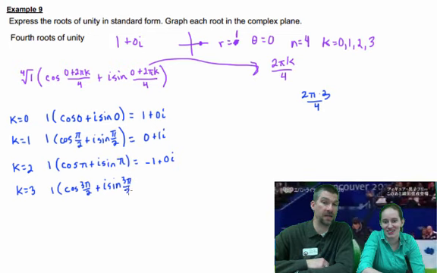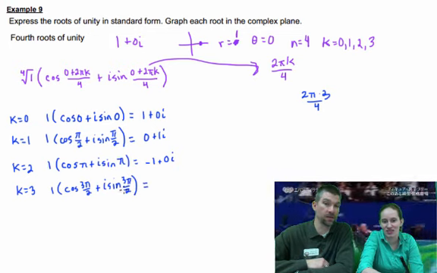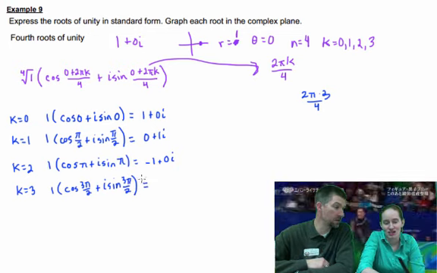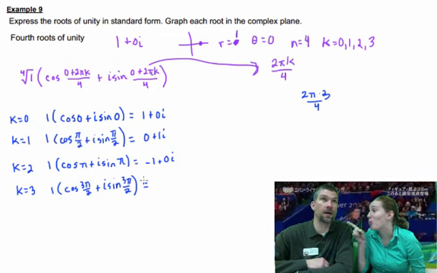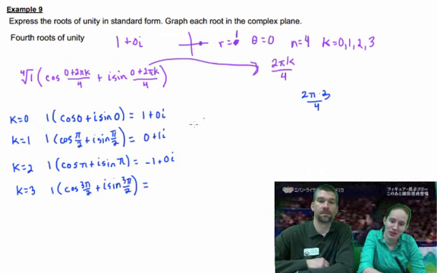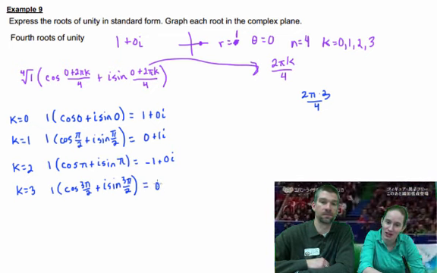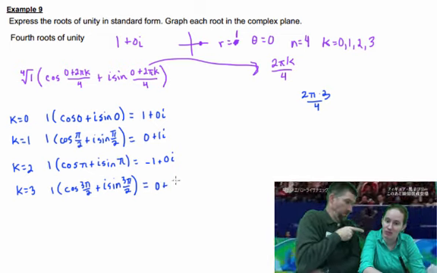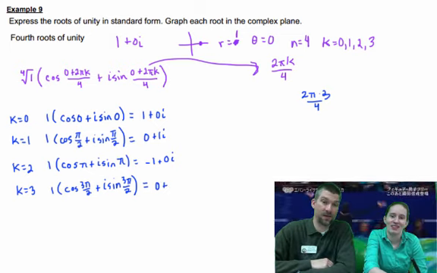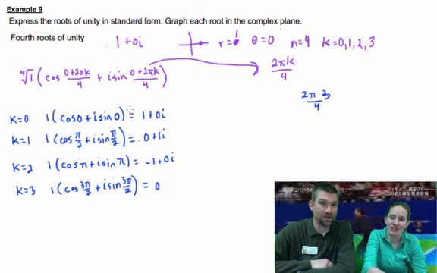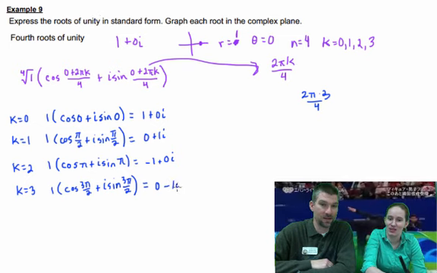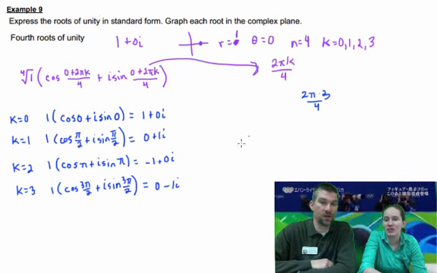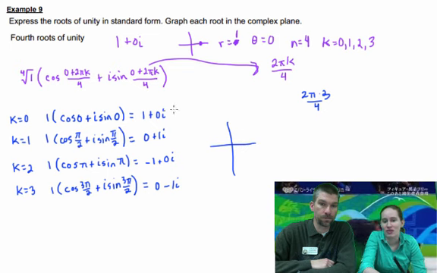Math happened. Math is happening right now. Cosine of 3 pi over 2 is 0. And sine of 3 pi over 2 is -1. That was a close one, actually. I almost screwed that up, but I didn't. So thank goodness.